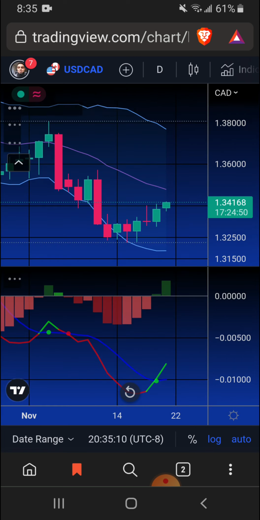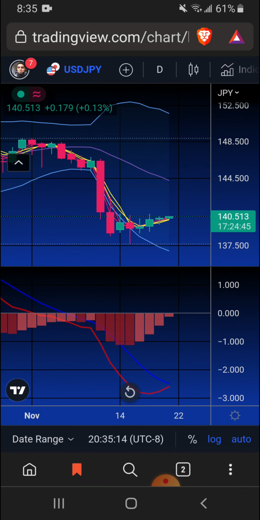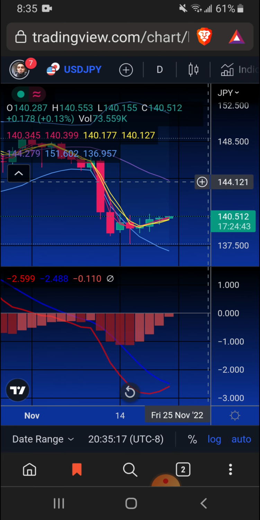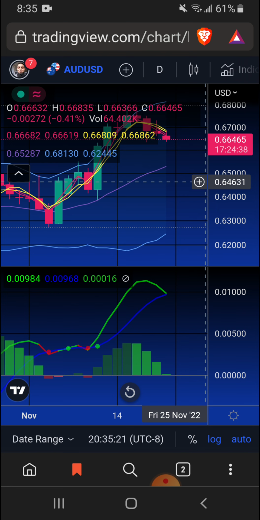So yeah, that's across the whole major basket of currencies. Looks pretty good. So everything's like that. Everything looks the same.